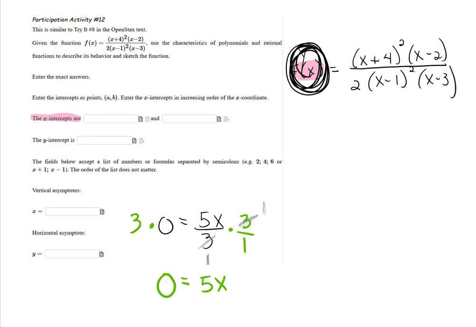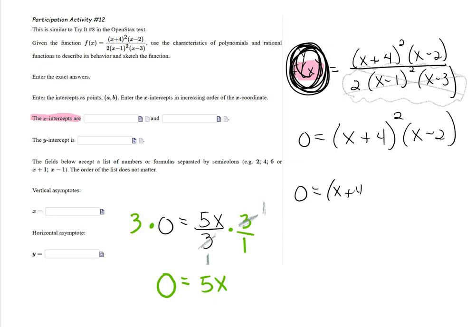That'll happen with any fraction, even one that is as ugly as this thing. So basically, if I multiply both sides by this ugly denominator, that's going to cancel out. And what I'm going to be left with is 0 equals the x plus 4 squared times an x minus 2. And if those two things multiplied together equal 0, then that means either 0 was the x plus 4 squared, or 0 was the x minus 2.